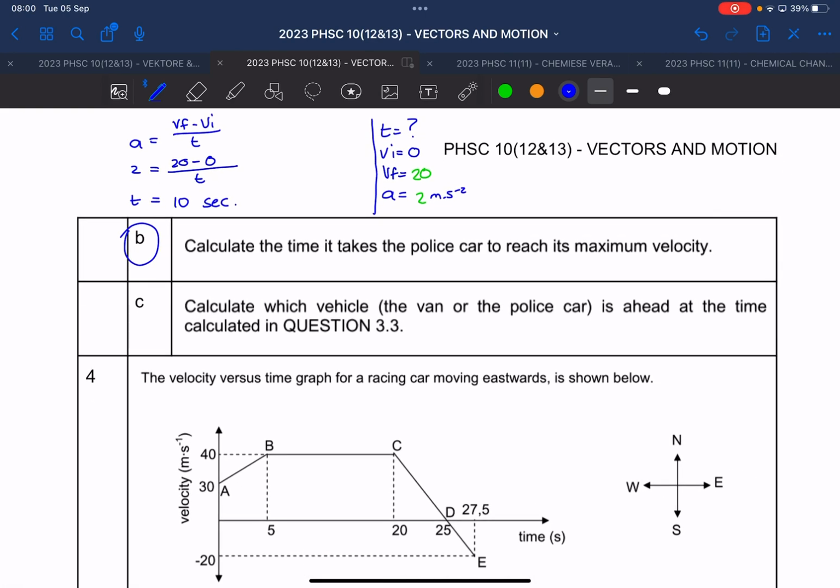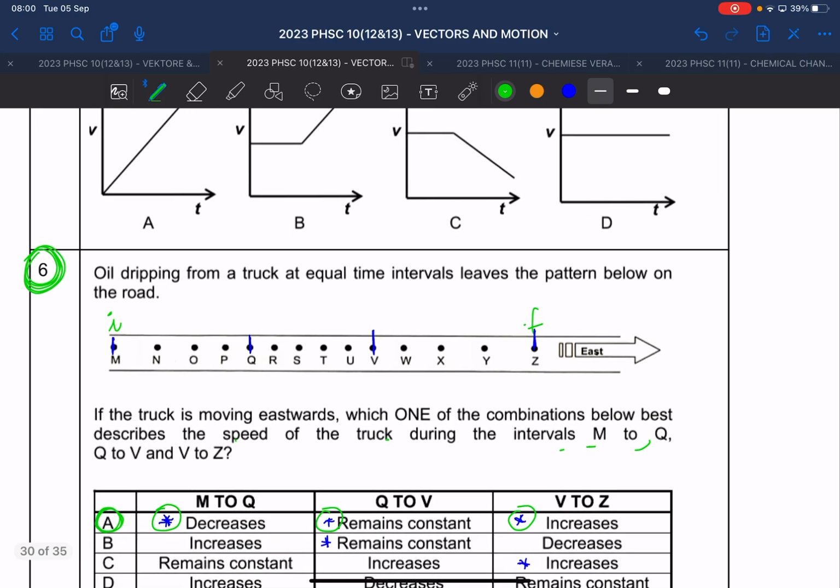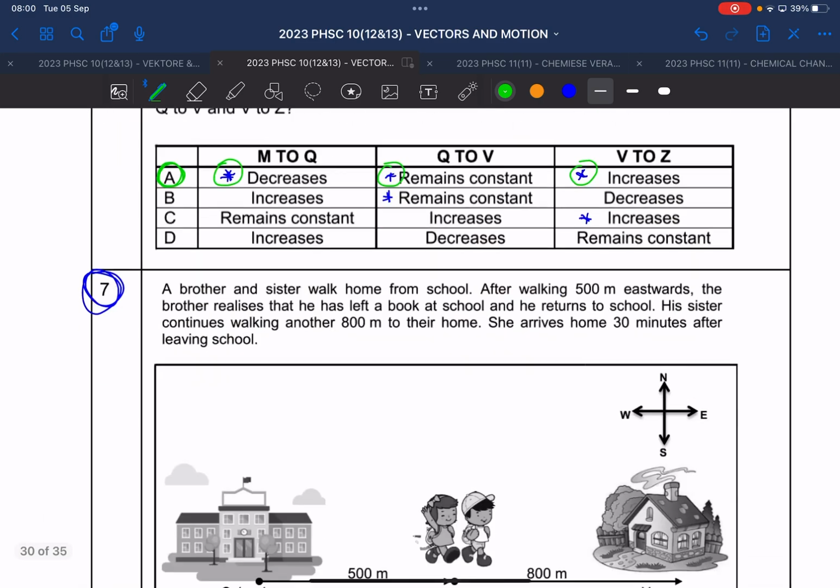Okay. Then you can't do question C just yet. Okay, so that we put in brackets for a bit later. Alright, you don't have to do question 4 yet. Not that yet.